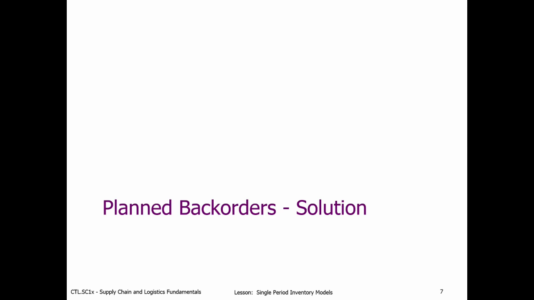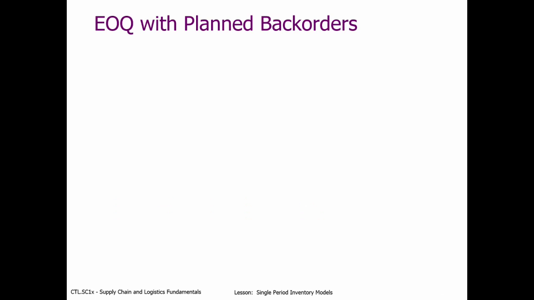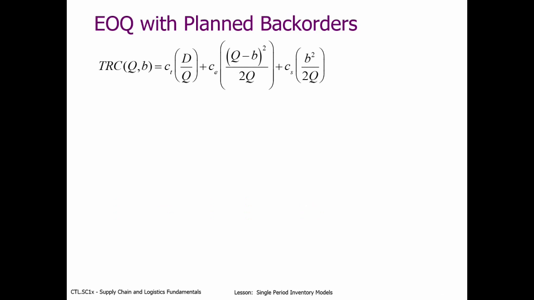Okay, let's solve the EOQ with planned back orders. We last left with this total relevant cost equation, which is a function of the order quantity Q and the quantity I'm allowing to back order, B. And we have the three terms: the ordering cost, then the cost of holding inventory, and then the cost of stocking out, or the shortage cost.